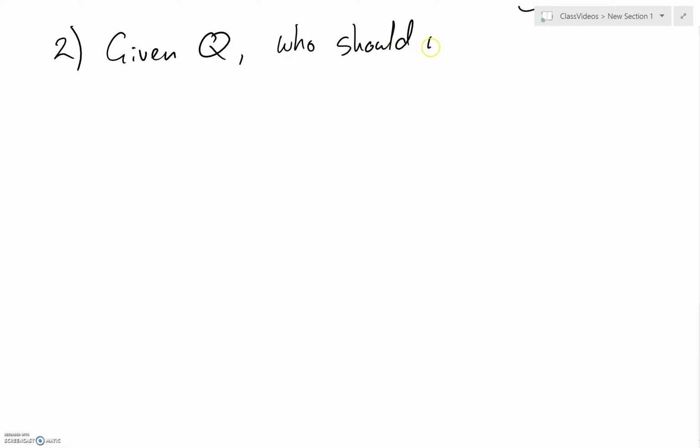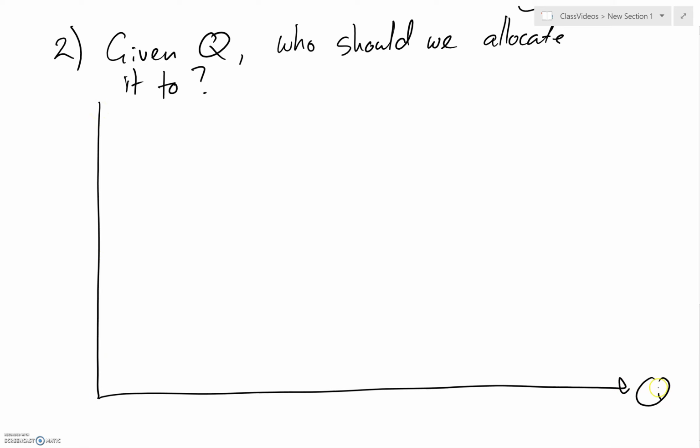Okay, so we've worked out, given that we want to produce a particular quantity, who should produce it? Well, that's the lowest cost sellers, and that's what markets do. Our second question is, if we want to produce a particular quantity, if we want to consume a particular quantity, given the quantity, who should we allocate it to? Okay, and so this is going to be a demand side question. So let's draw a demand curve.